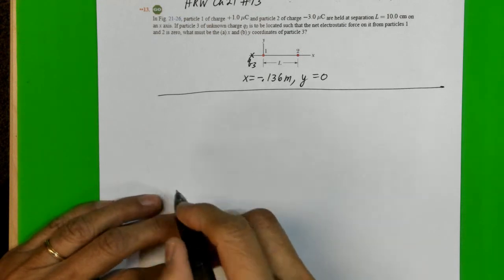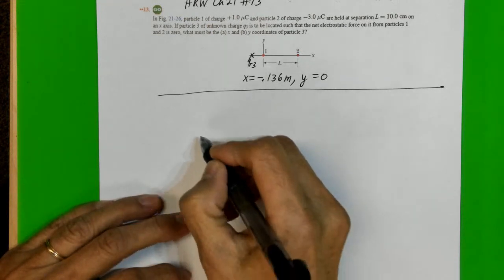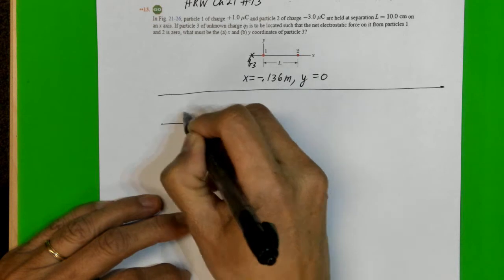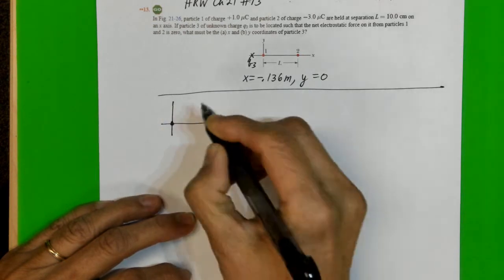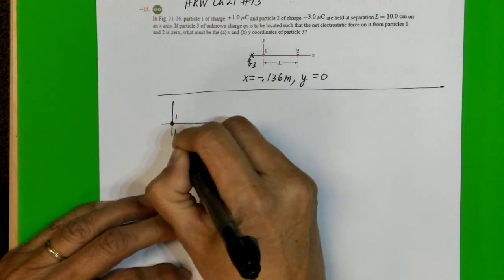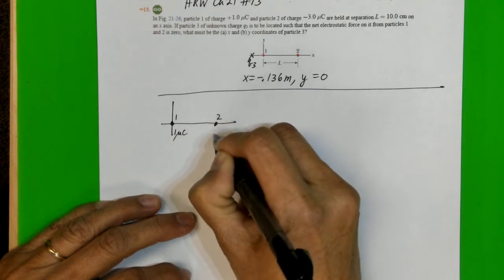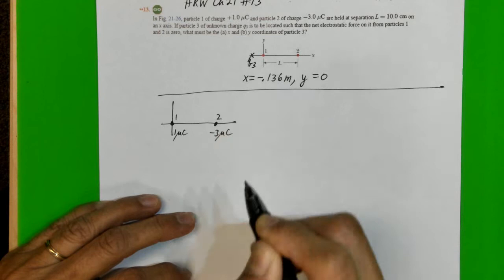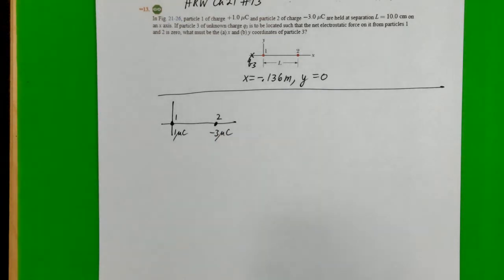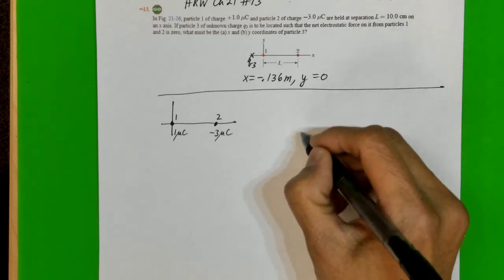Alright, so you have to use a little bit of intuition here. So here's the problem again. This is number 1. Write down this is 1 microcoulomb. This is charge 2. It's minus 3 microcoulombs. And you're asked to place a charge Q3 someplace so that the force on it is 0. So you have to consider multiple places. So first look at Q3.